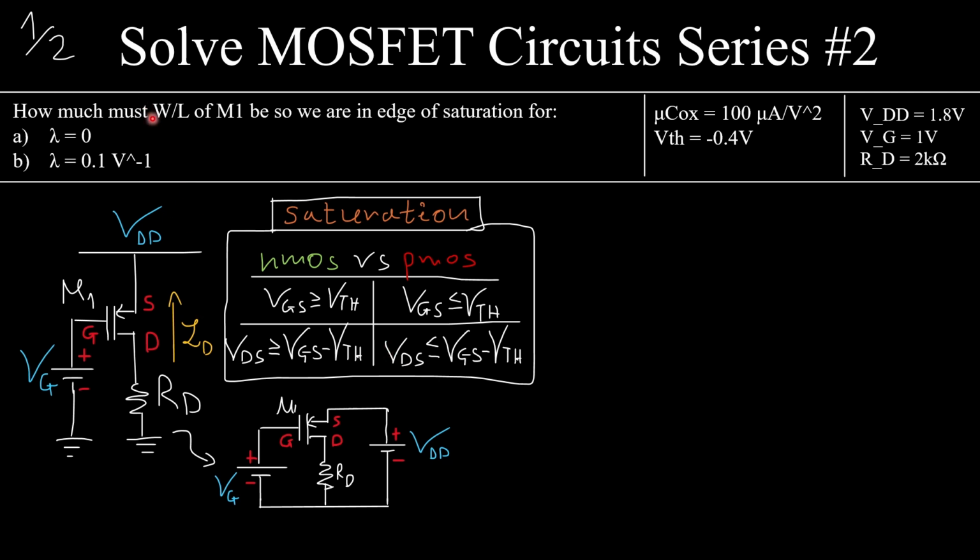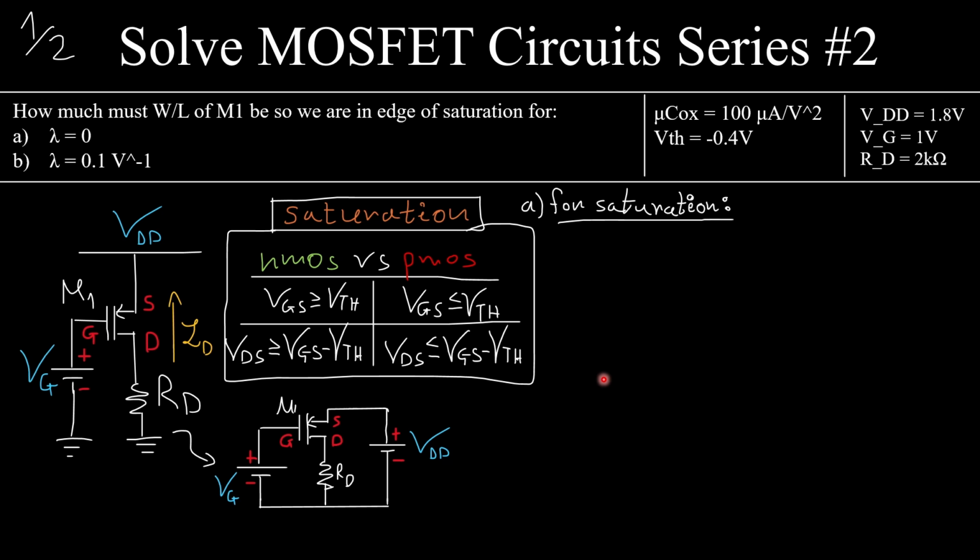All right, now we are asked to find how much is the W over L of this device so that this little device here is in saturation without and with channel length modulation. We are given a couple of values here, VTH is minus 0.4. Again, these things are negative over here, right, for the pMOS device. And we are given the battery value here, and we are given the resistance value over here.